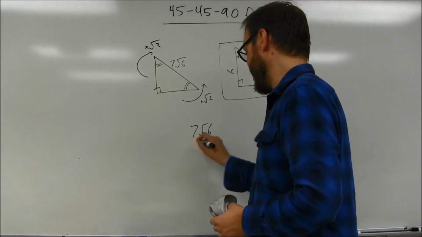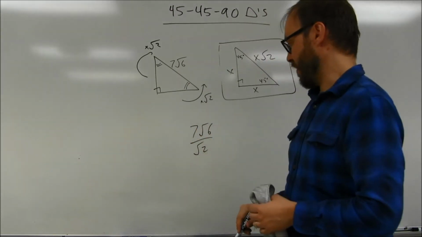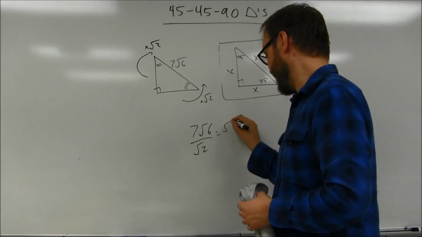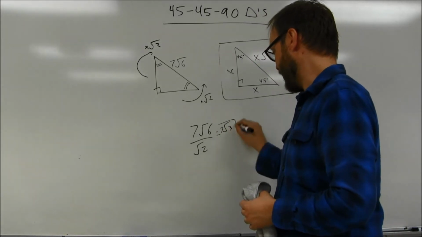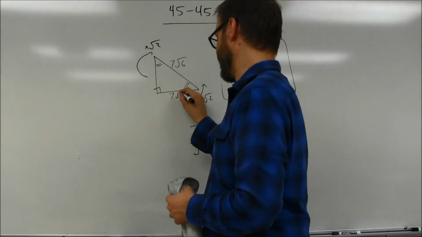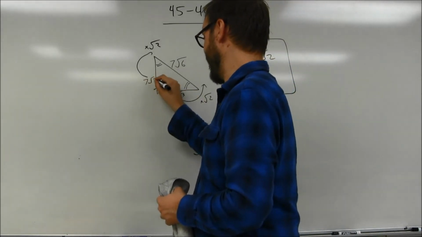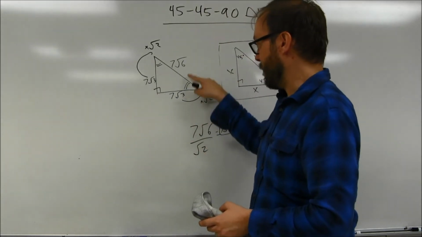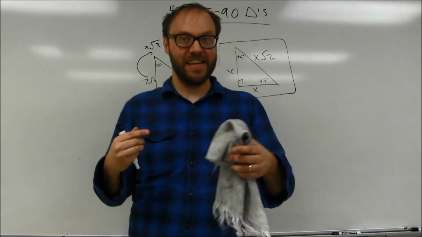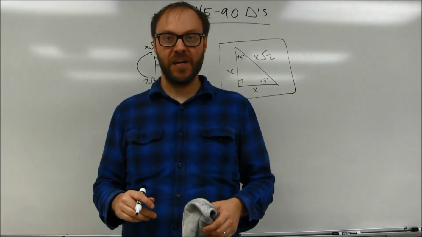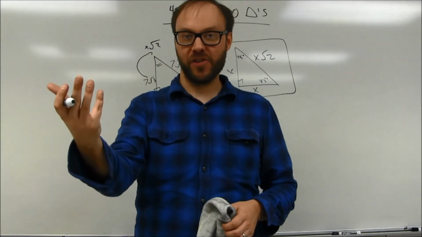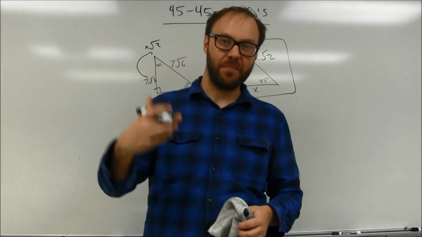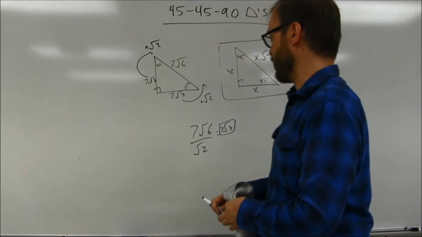So 7 radical 6 divided by the square root of 2. A square root can divide into a square root. You're going to get 7 radical 3 as your missing side. That's 7 radical 3. And check. Okay? I can multiply 7 radical 3 by radical 2 to get 7 radical 6. Okay? So you multiply by radical 2 to get the hypotenuse. If you have the hypotenuse, you divide by radical 2 to get back to the shorter side.